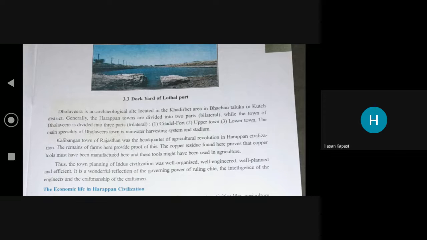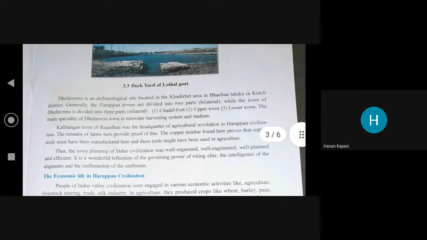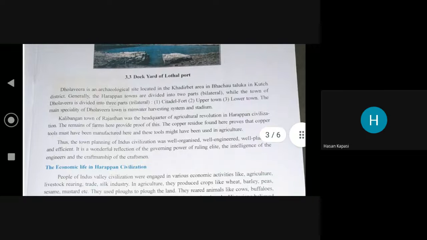Generally, the Harappan towns are divided into two parts, bilateral, while the town of Dholavira is divided into three parts, trilateral. First, Citadel fort. Second, upper town. I showed you the Citadel. Do you remember in the video?